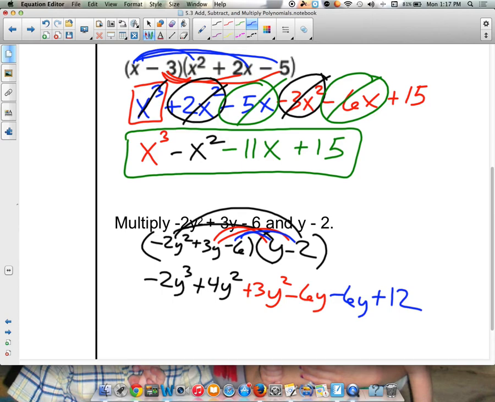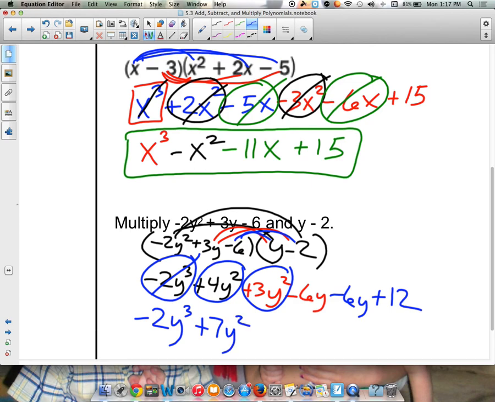After we've done that, we'll combine any like terms that we have. I've got this minus 2y cubed. It doesn't have any like terms. There's no other y cubed, so I'm just going to drop it down, negative 2y cubed. I've got a 4y squared, and it has a like term of 3y squared. So I'm going to go 4 plus 3 to get 7y squared. And then there's a minus 6y and a minus 6y. So if I put those two together, negative 6 minus 6 is negative 12y.